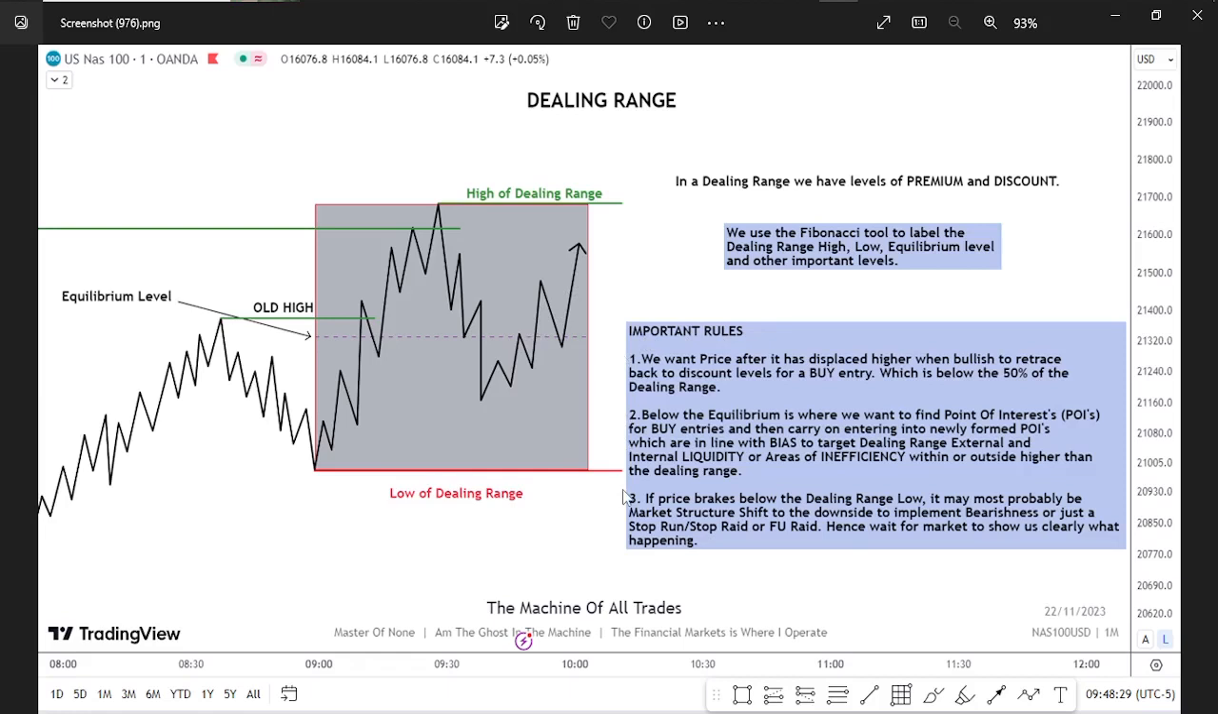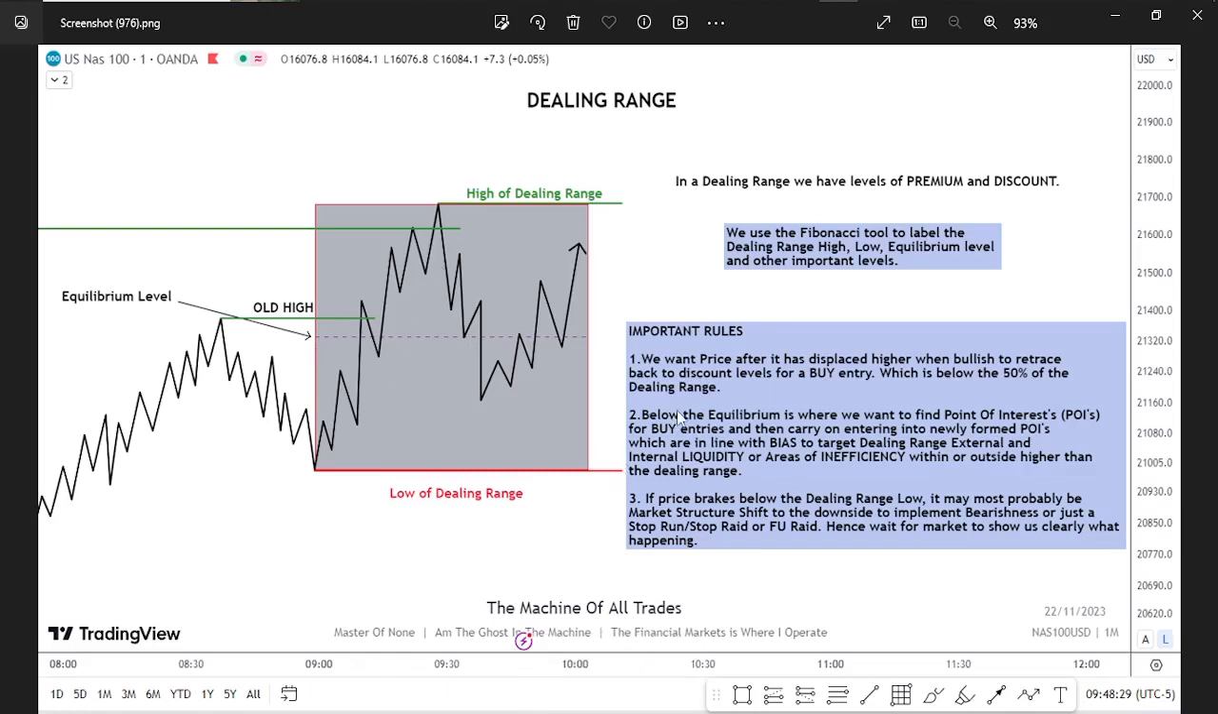Important rules. Maybe there are more rules, I don't know. I just wrote these things because I wanted to finish this lecture. One, we want price, after it has displaced higher when bullish, to retrace back to discount levels for a buy entry, like what I explained. It displaces higher, breaking that old high, showing that we want to go up. So we are going to mitigate our orders that we used to sell to trigger our more orders for buying. Mitigate those things, take them at a small loss, or at no loss, or at a profit, and then head above. I'll explain more about mitigation in the future. It's very important.